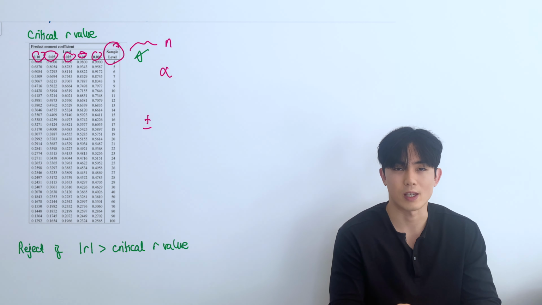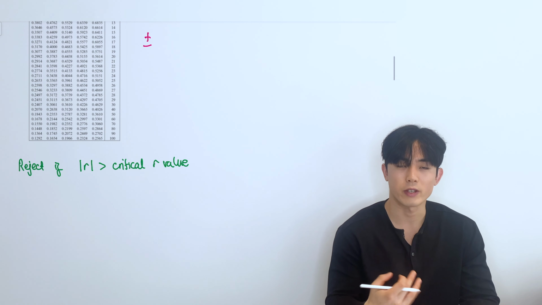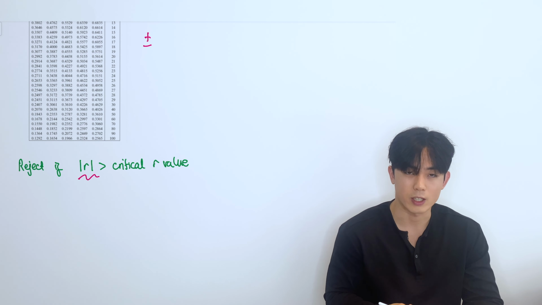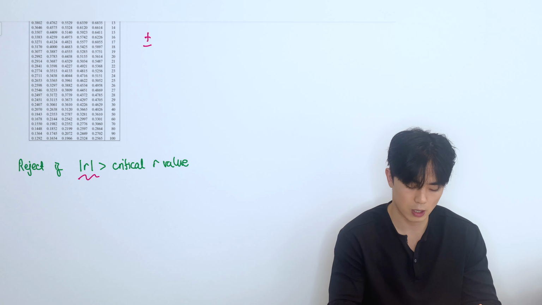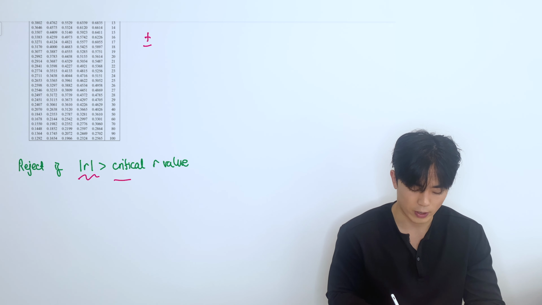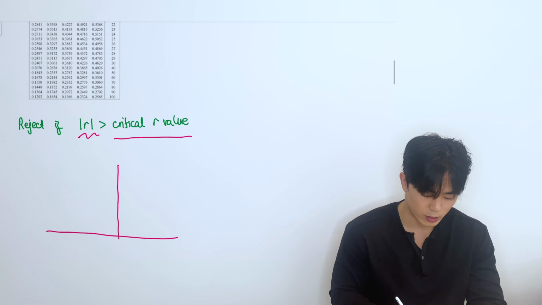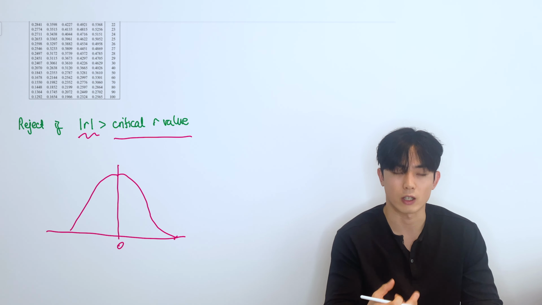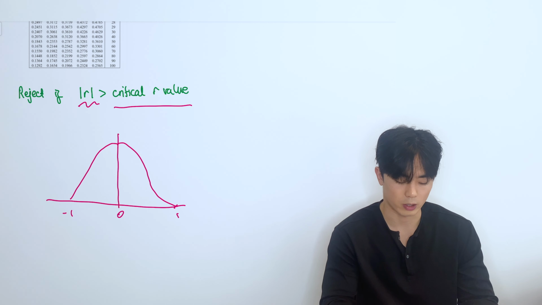The most important thing is the magnitude of this value, and so we need to know when to reject it. So we reject it when the magnitude of this R value, i.e. the PMCC value we get from the sample data, is larger than this critical R value here. This can be explained by this bell curve here as well. The middle part is going to be zero, where there's zero correlation, and this is going to be -1 and this +1 for negative and positive correlation.